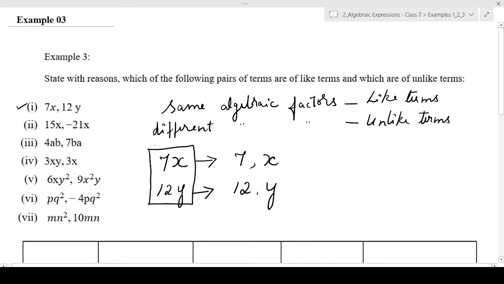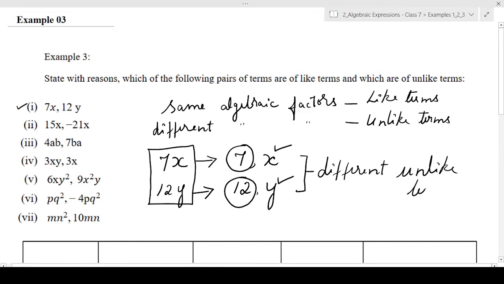Whenever we try to find out whether terms are like terms or unlike terms, we need to ignore the numerical factors. We only look into the algebraic factors. That means only the letters in the factors of a term are to be considered. If those factors are the same, then we call them like terms. In this case, we have x and we have y. As these two factors are different, these are called unlike terms.